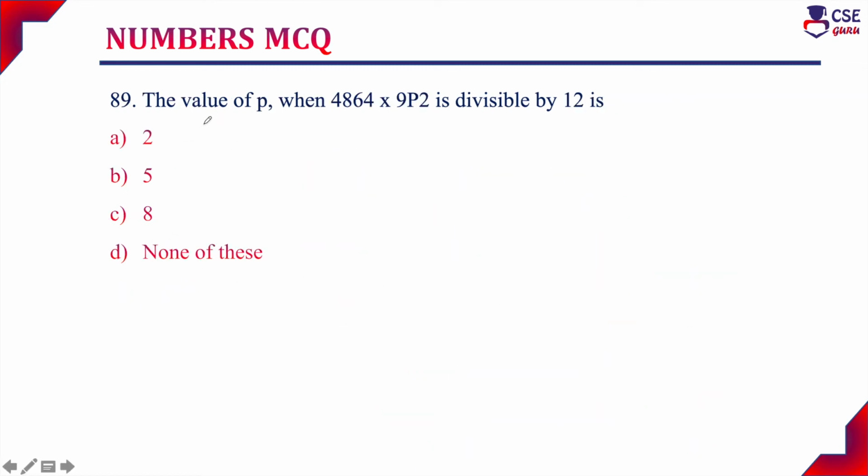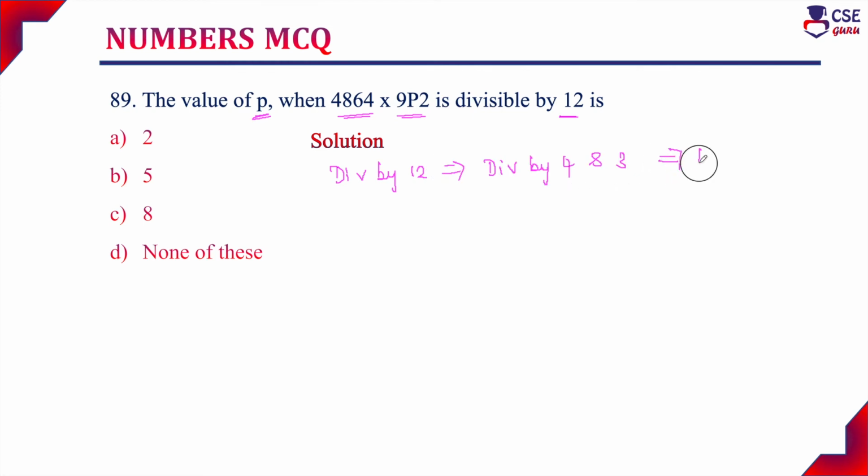Next, problem number 89. The value of P when 4864 into 9P2 is divisible by 12. So the divisibility rule for 12 is that the number should be divisible by 4 and 3. That is 4 into 3. So the simple logic we will implement here is, we will check whether the first number is divisible by 4, and obviously the second number should be divisible by 3. Then only its multiplication will be divisible by 12.